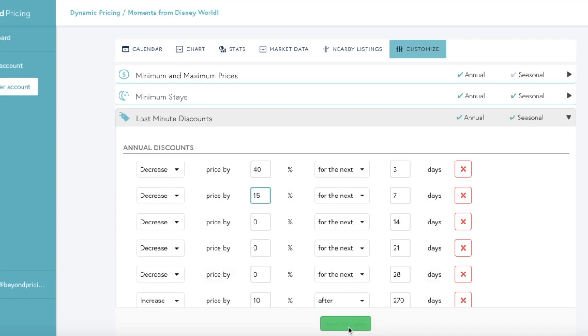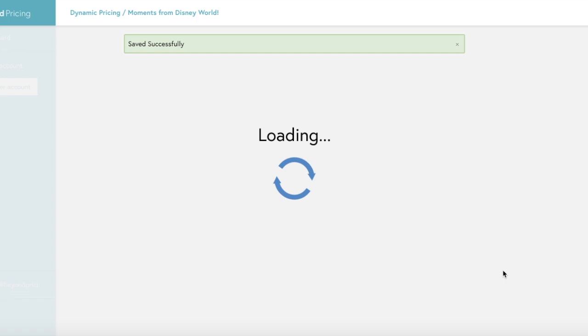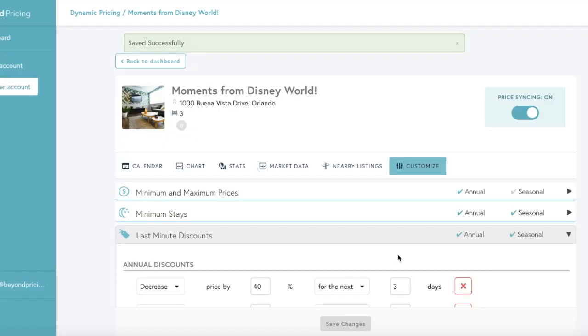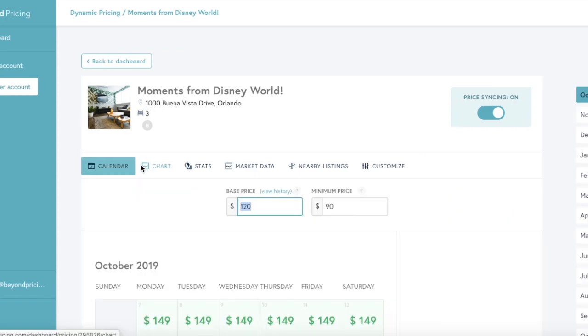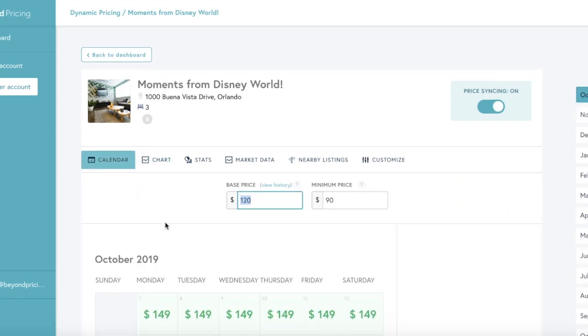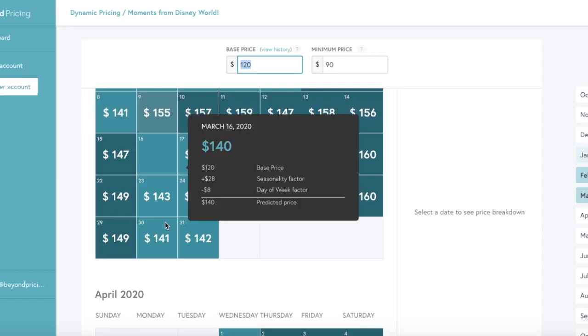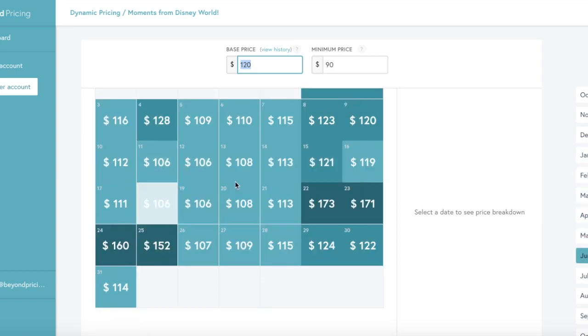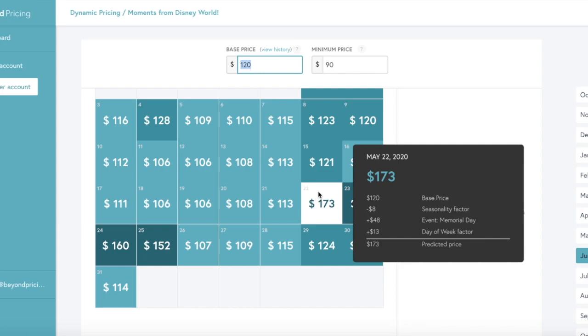Once you've determined what you think your initial base price will be, you'll want to see what effect this has on your pricing throughout the year. Let's take a look at a listing and see what impact changing the base price has on our suggested pricing. For our listing in Orlando, right by Disney World, we can see that with a base price of $120, our suggested price for May 22nd is $173.